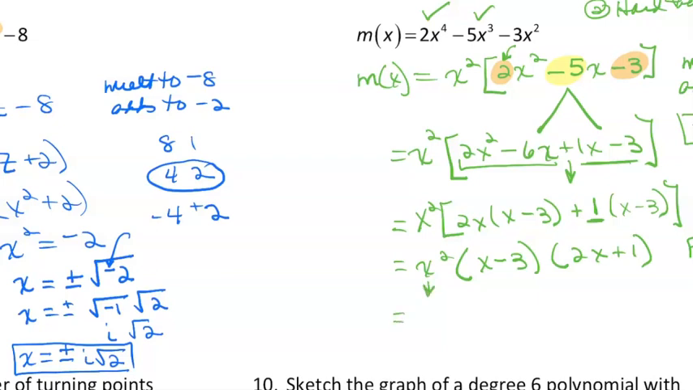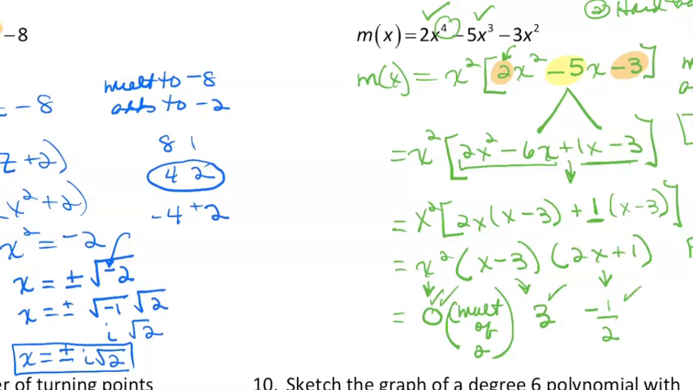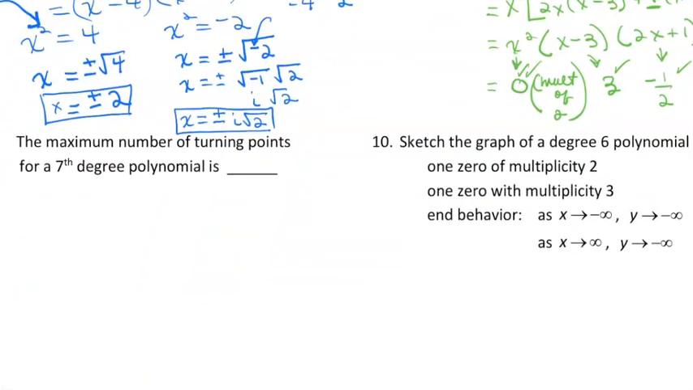Set your factors equal to 0. This is a factor. This is 0, and it has a multiplicity of 2. So you can write it like that, or you can write it as 0, 0. This factor gets me a 3, and this factor gets me a negative 1/2. I need 4 factors. I have 0 twice. I have a 3. I have a negative 1/2. Done. Those are my zeros. Okay, 2 more problems in this video.